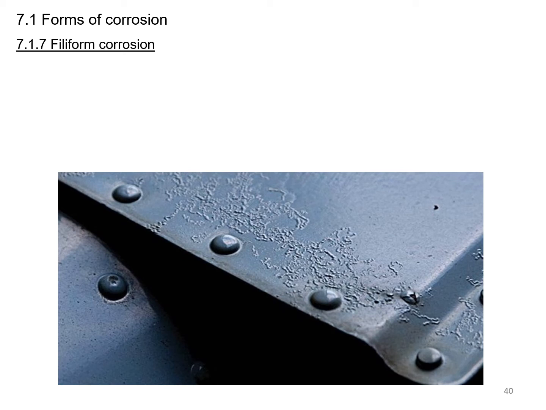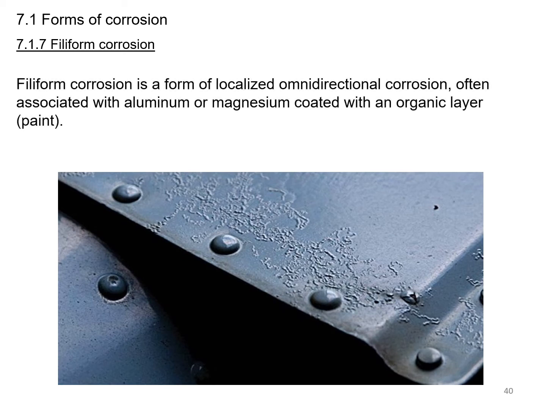7.1.7 Filiform corrosion. Filiform corrosion is a form of localized omnidirectional corrosion. Omnidirectional meaning it goes in any direction, often associated with aluminum or magnesium that is coated with an organic layer or a layer of paint. It usually appears as very tiny lines under the paint layer. So you can actually see those little lines forming under the paint, and it lifts the paint. So that would be a sure indication of filiform corrosion.